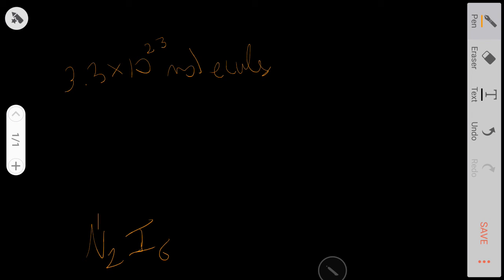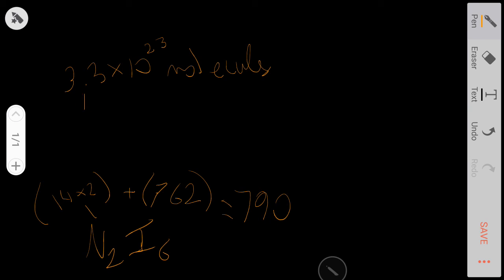But anyway, N is 14 times 2. Then we're going to add that. And iodine's pretty big. I don't have a periodic table in front of me, but I do know that when I calculated it, it came out to 762. But my molar mass is 790. So that needs to be kept in mind for this next part.